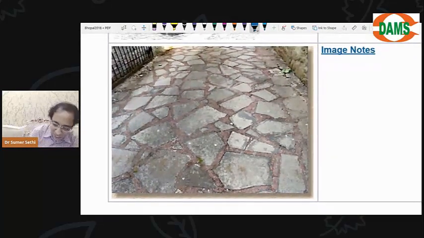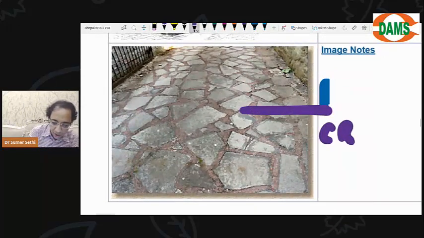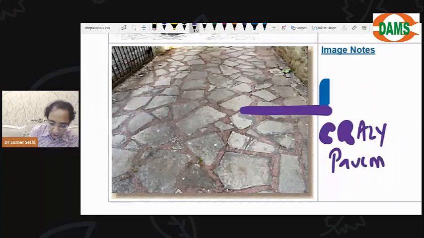What is this? This is the actual crazy pavement. This is what is called crazy pavement. Can you see the cobbled street made with stones? This is what is called the crazy pavement. Brilliant. Okay, this is the real crazy pavement.